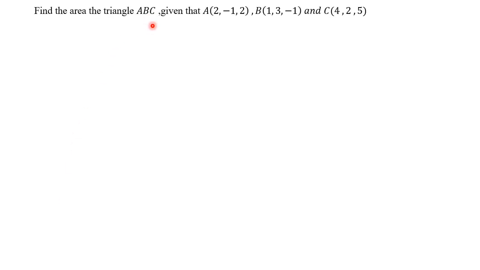So you can see the next example is saying find the area of the triangle ABC, given that A is this point and B is this point and C is this point. Alright, so let's see how it looks on the diagram here. So we have points A, B, and C, which are making this triangle.